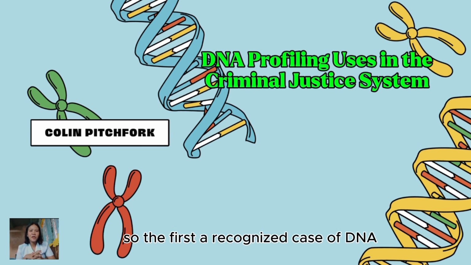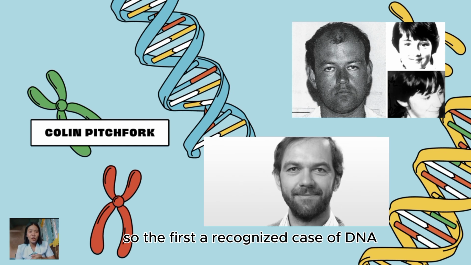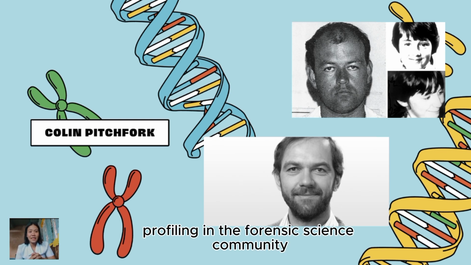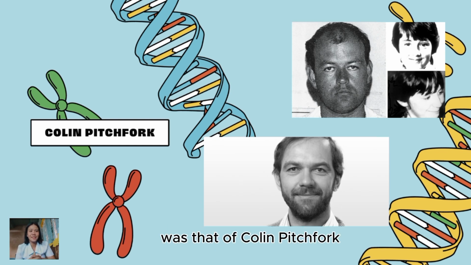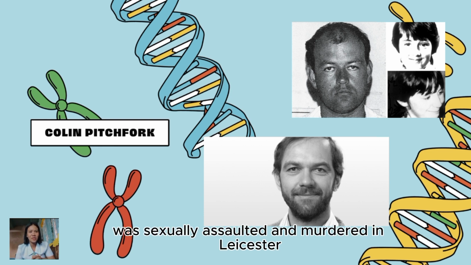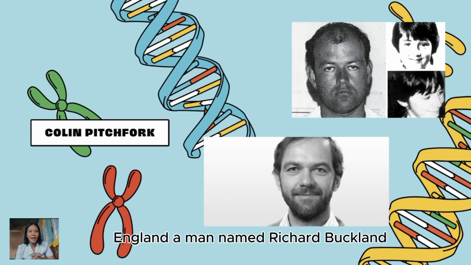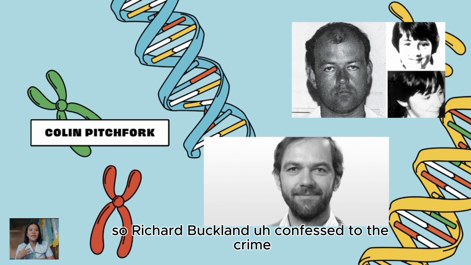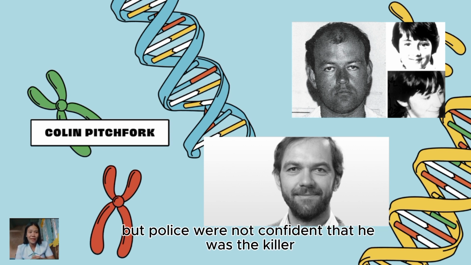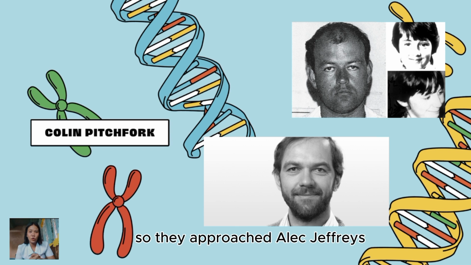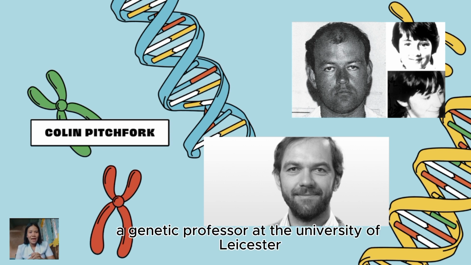The first recognized case of DNA profiling in the forensic science community was that of Colin Pitchfork in 1986. A girl named Dawn Ashworth was sexually assaulted and murdered in Leicester, England. A man named Richard Buckland confessed to the crime, but police were not confident that he was the killer. So they approached Alec Jeffreys, a genetics professor at the University of Leicester, for help.